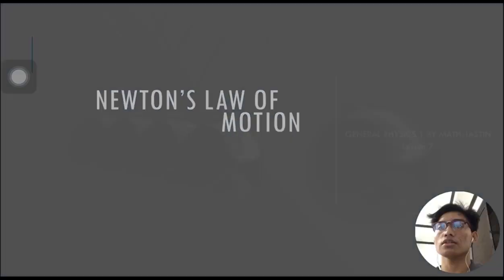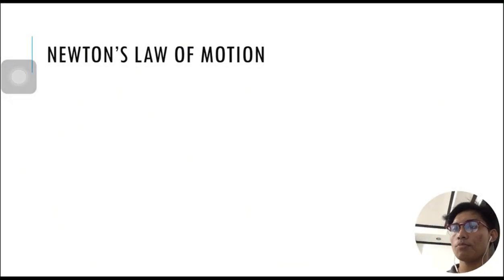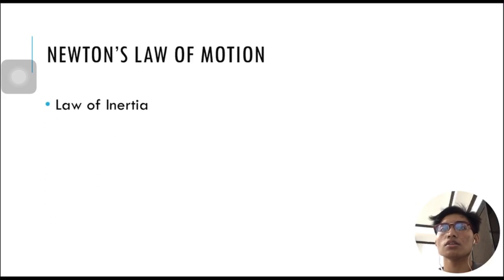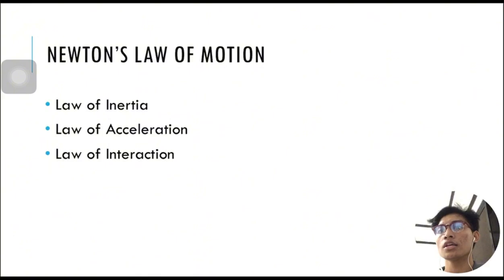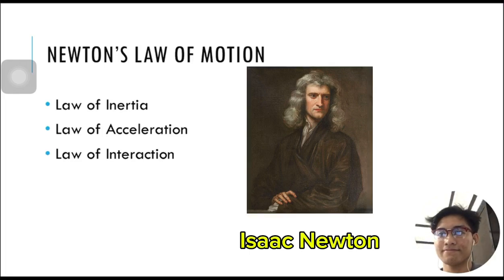So let us start. In Newton's laws of motion, this is just an introduction that we're supposed to discuss first before the resultant vector and the scalar and vector quantities. So what are Newton's laws of motion to be discussed? We have the law of inertia, the law of acceleration, and the law of interaction. So we have only three laws. Of course, we all know that these exist because of Isaac Newton.